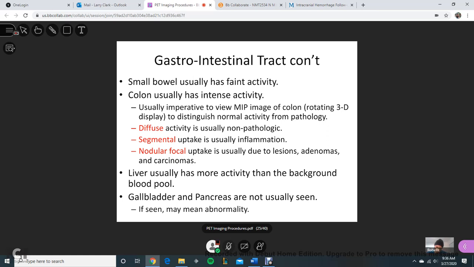Liver usually has more activity than the background blood pool, and the gallbladder and pancreas are not usually seen. If it's seen, that means there is an abnormality. I hope you're pulling what's important from these slides.